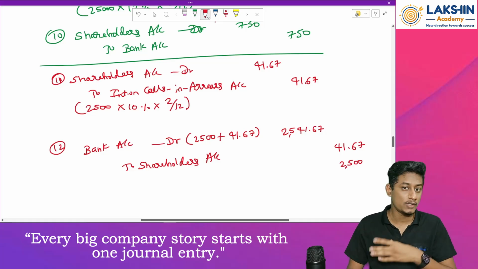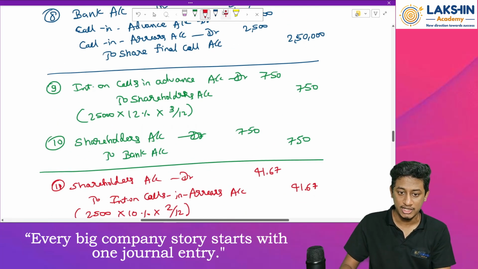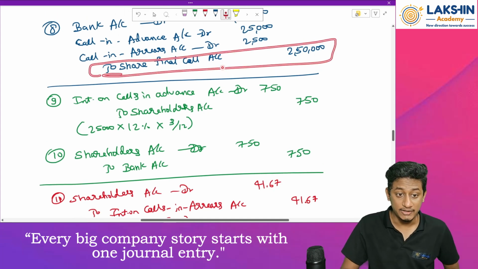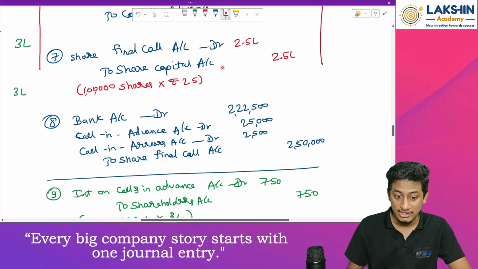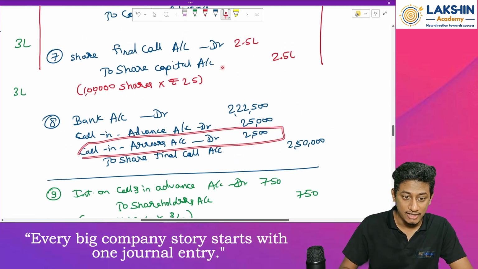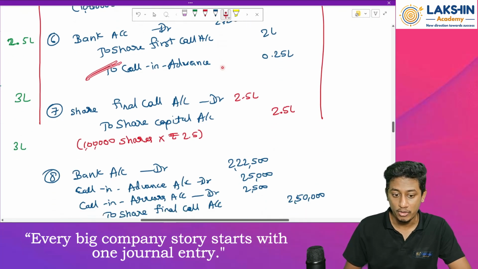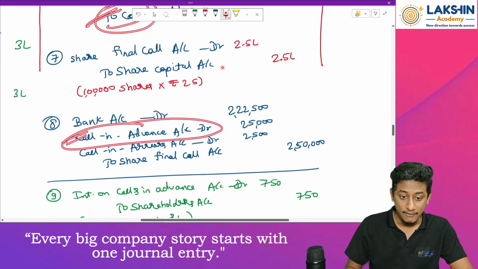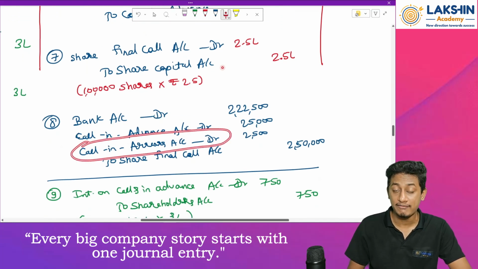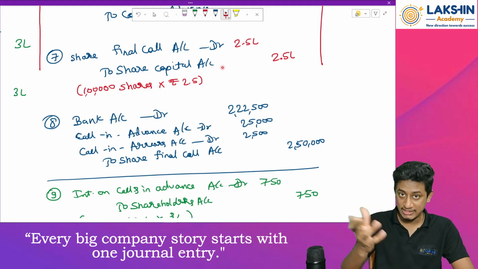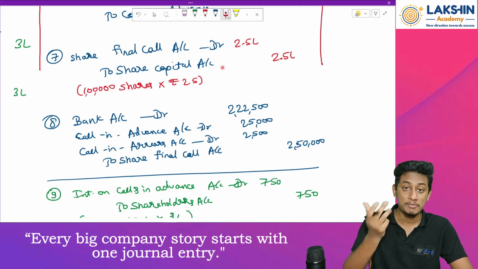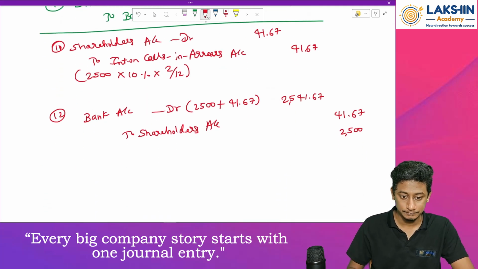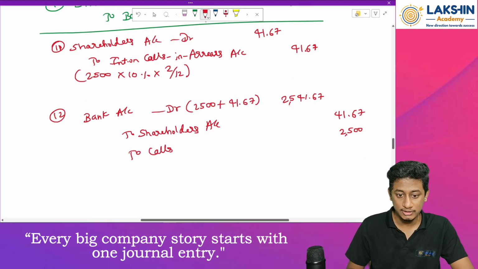I cannot open the share final call or first call account, because all the accounts are closed. If you remember, all these accounts are closed over here, right? The final call account is already closed over here, 2.5 lakhs. But this account is still open. The calls in arrears account is still kept open. Call in advance was opened over here and closed over here, credit entry, debit entry. But for calls in arrears, there is no closure entry passed. I have debited it because I am showing it as an asset. But he has paid me now. Once I received the money, will it be an asset in my books? No, it won't be. So clear it off. How will I clear this entry? By crediting the entry. So to calls in arrears.